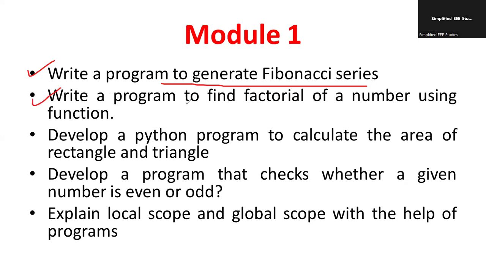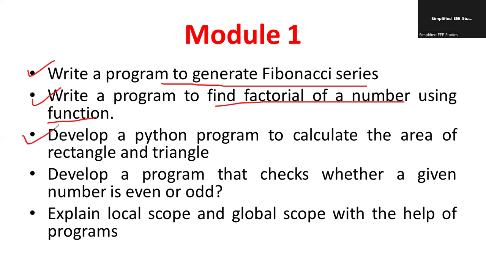The second one is: write a program to find the factorial of a given number by using a function. You can do it by many methods, but here they are specifying to calculate the factorial by using a user-defined function. In order to create a user-defined function, there are keywords like def. Starting with def, like factorial, whatever it may be, you can create the function.